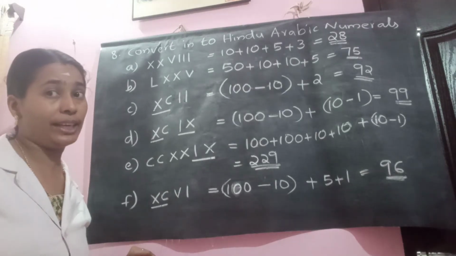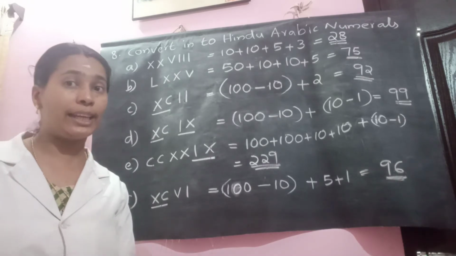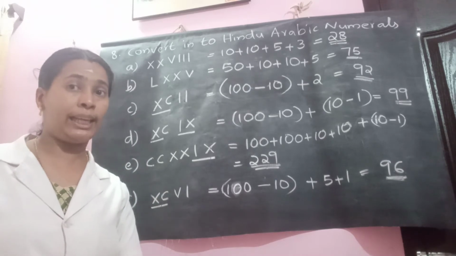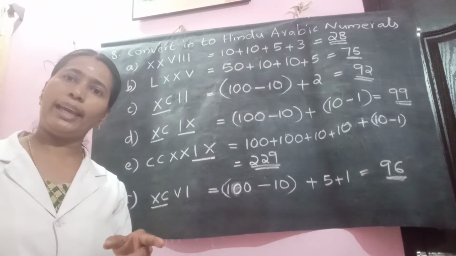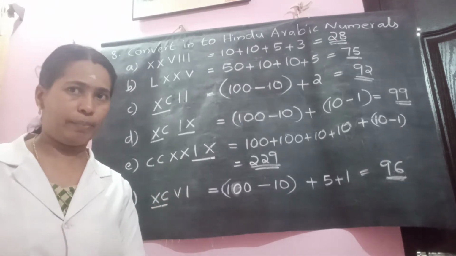Last class we studied about Roman numerals and the rules for writing a Roman numeral. How do you write Roman numerals? Using 7 symbols. What are they? I, V, X, L, C, D, M. M or K, both are the same.